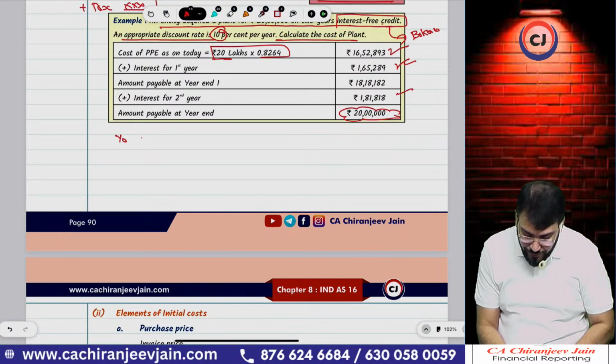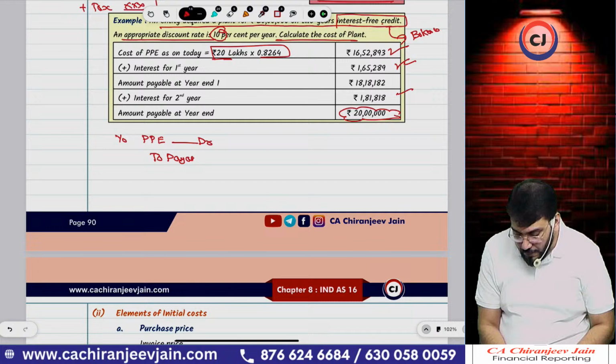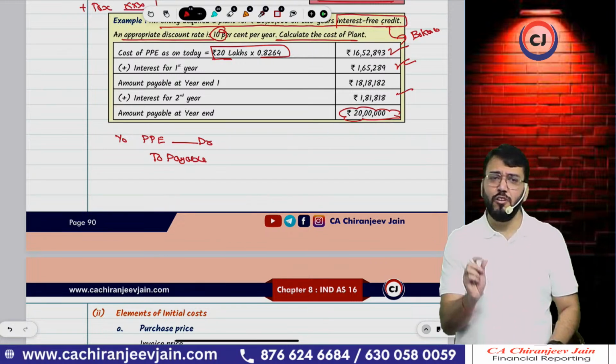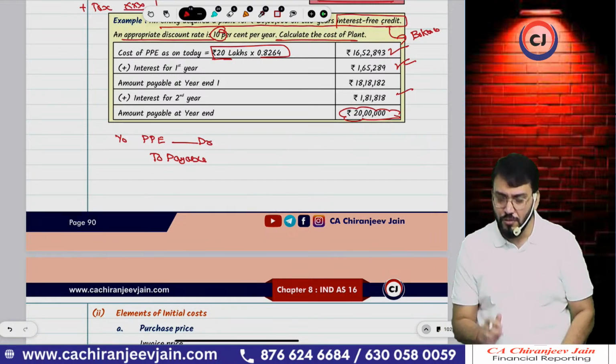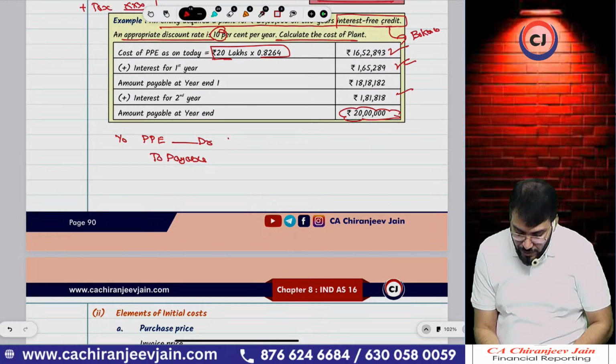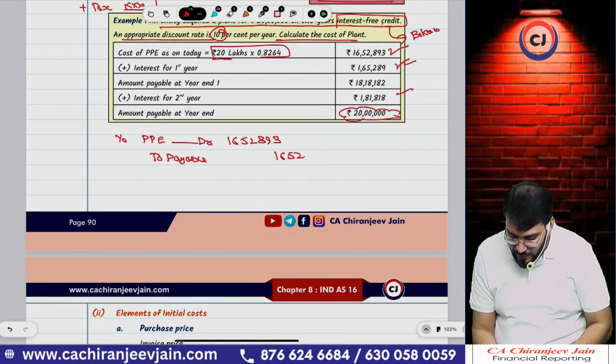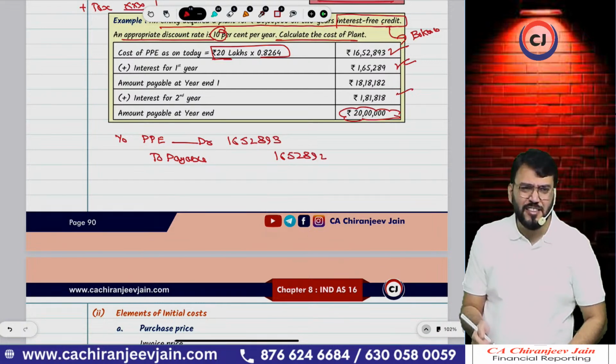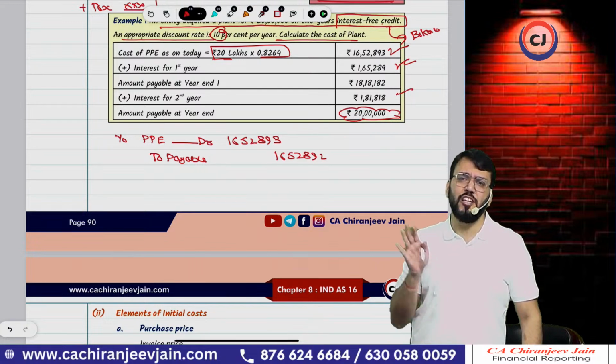On Y0? PP account debit to payable. Creditor is not correct term. Creditor is only for inventory. Okay. How much? 16 lakh 52,893 and 16 lakh or 20 lakh? 52,000. Then interest expense. If nothing is given, always charge to PL.